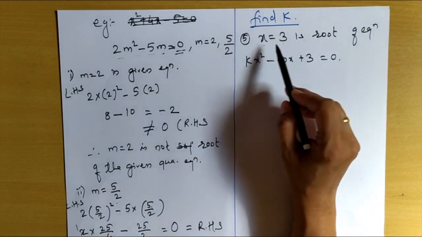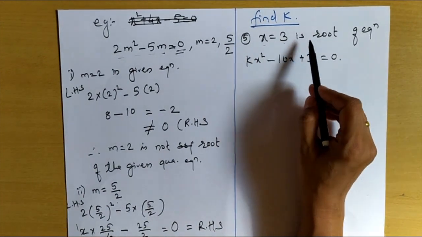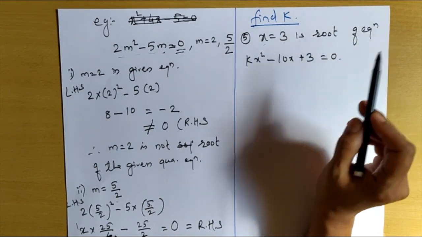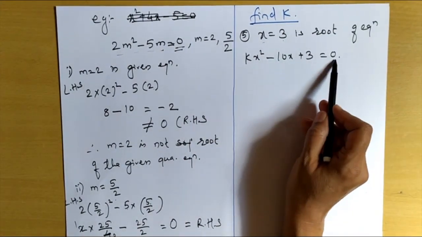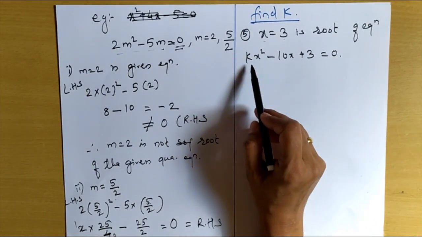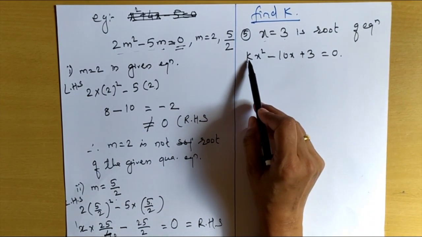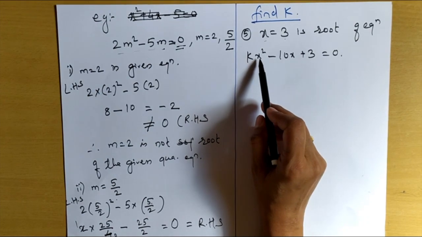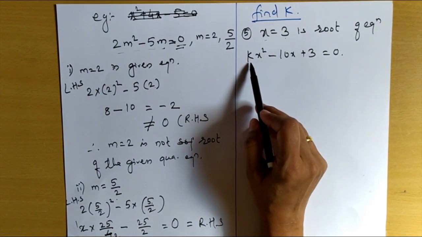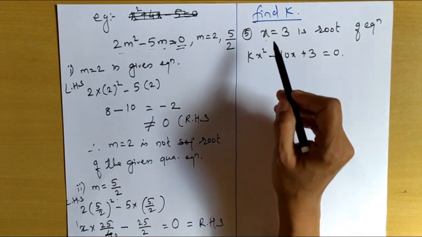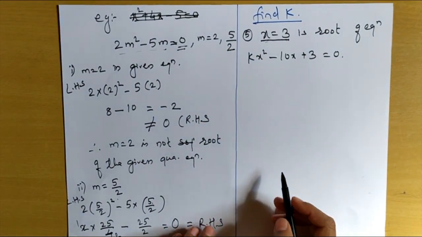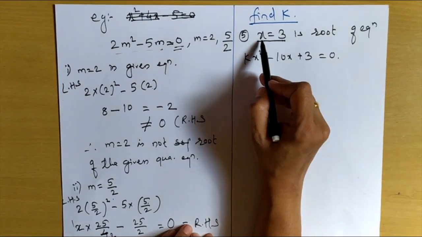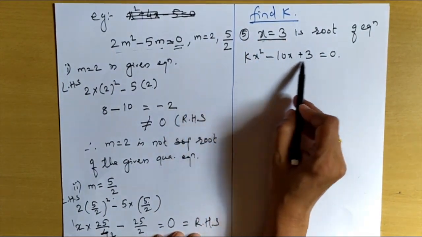Now, the other type of question is where you have to find the value of k. It is given in the question that x is equal to 3 is the root of the given equation, and the equation is kx square minus 10x plus 3 equal to 0. Now what is the difference here? They have given k as the coefficient of x square, so we have to find the value of k. And what else is given? x is equal to 3 is the root of the given equation. So you have to substitute x is equal to 3 in this given equation.